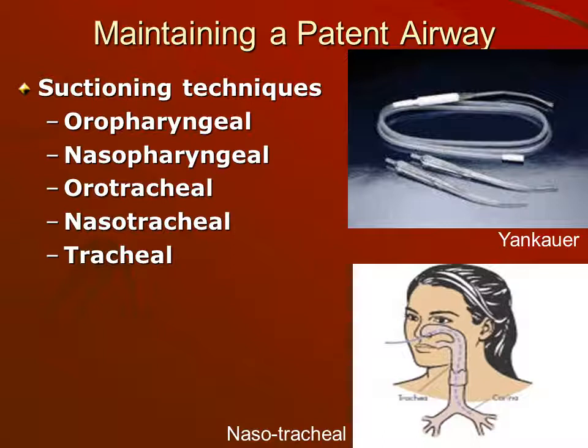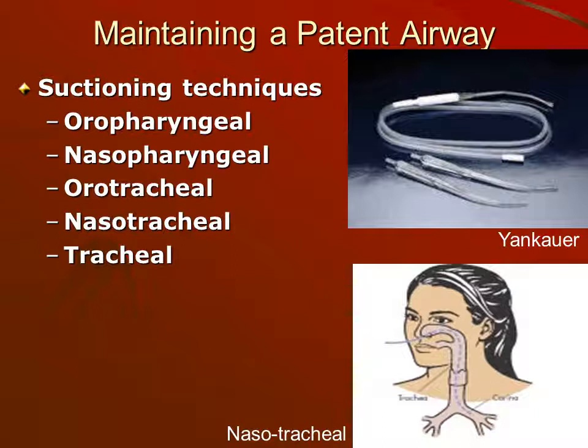Again, continuing on the implementation portion of the nursing process and maintaining a patent airway. There are multiple suctioning techniques. We're first going to talk about the oropharyngeal and nasopharyngeal techniques. These techniques are used to assist a patient who is able to cough but unable to clear their secretions. We would use the Yankauer, which top right is a picture of, very similar to the suction apparatus that may be used while you're at the dentist.